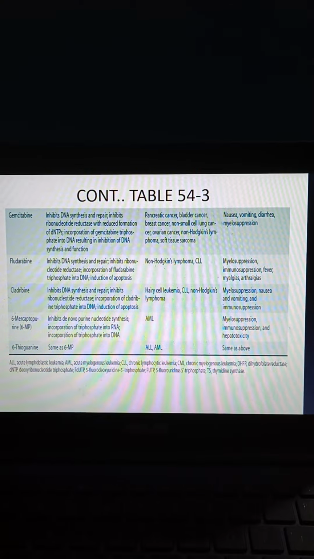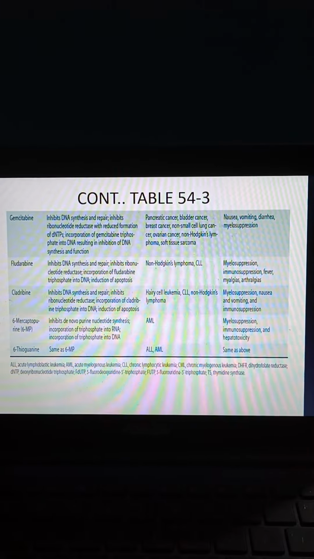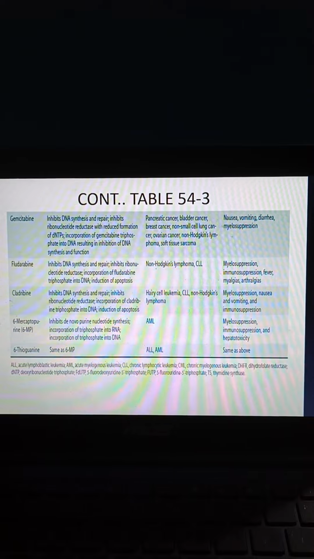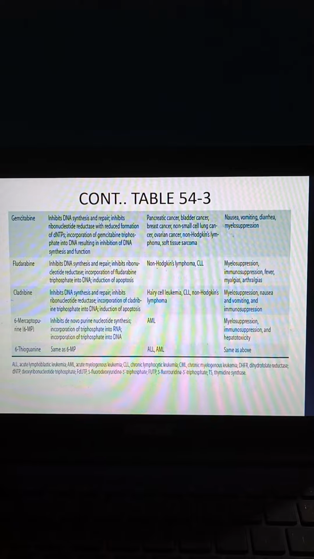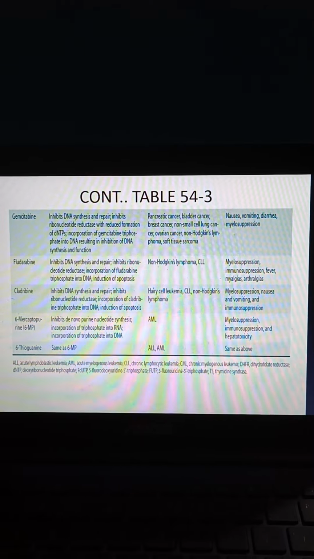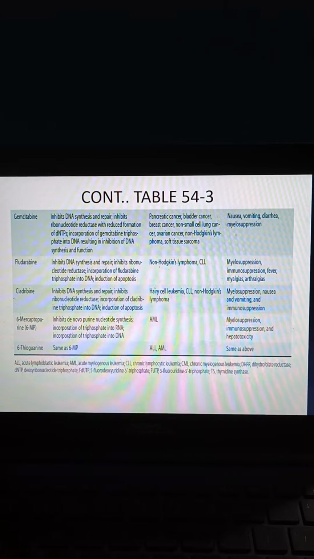Then coming to fludarabine. Fludarabine inhibits DNA synthesis and repair, inhibits ribonucleotide reductase, incorporation of fludarabine triphosphate into DNA, induction of apoptosis. And fludarabine can be used in case of non-Hodgkin's lymphoma, CLL, chronic lymphocytic leukemia. And the toxicities of fludarabine are myelosuppression, immunosuppression, fever, myalgias, arthralgias.